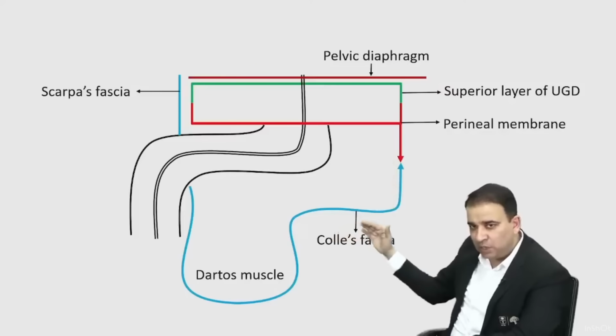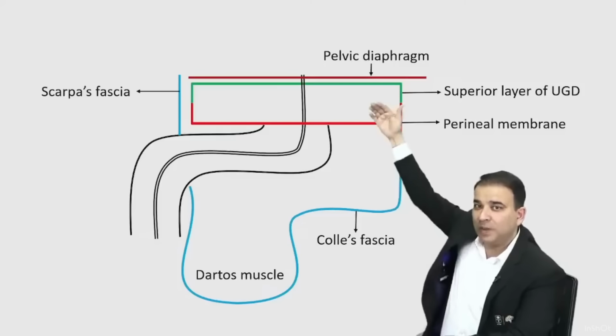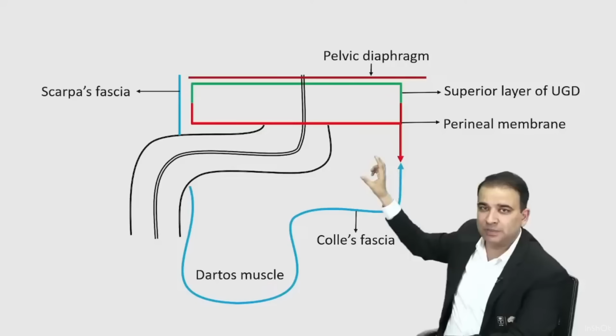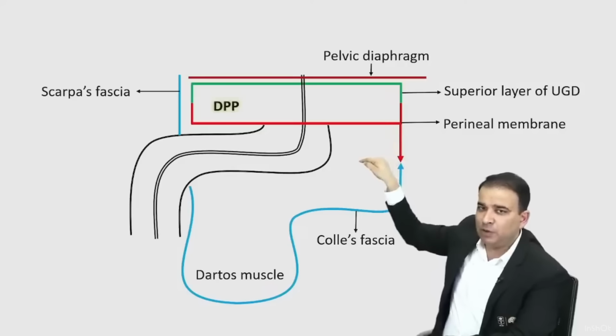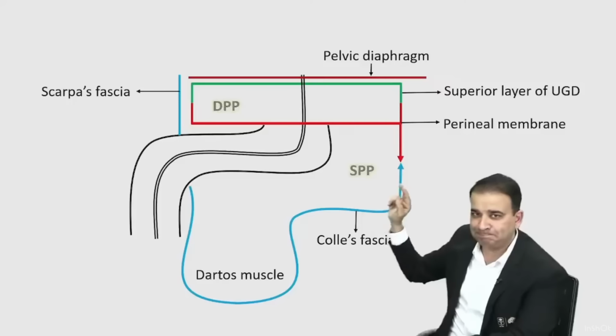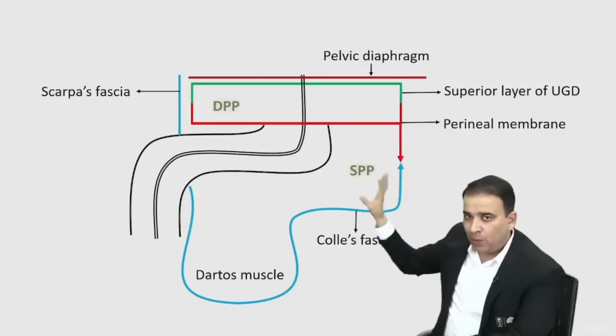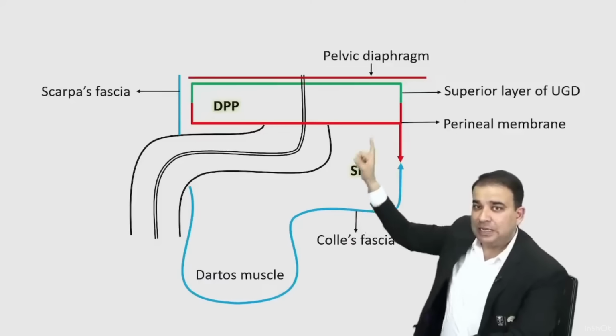And the moment this Colles fascia merges with the perineal membrane, now look at these two spaces, guys. Obviously, the space above is deep. This one is superficial. So that pouch over there is a deep perineal pouch, and this pouch below here is a superficial perineal pouch. The one above is deep, the one which is below is superficial: deep perineal pouch and superficial perineal pouch.